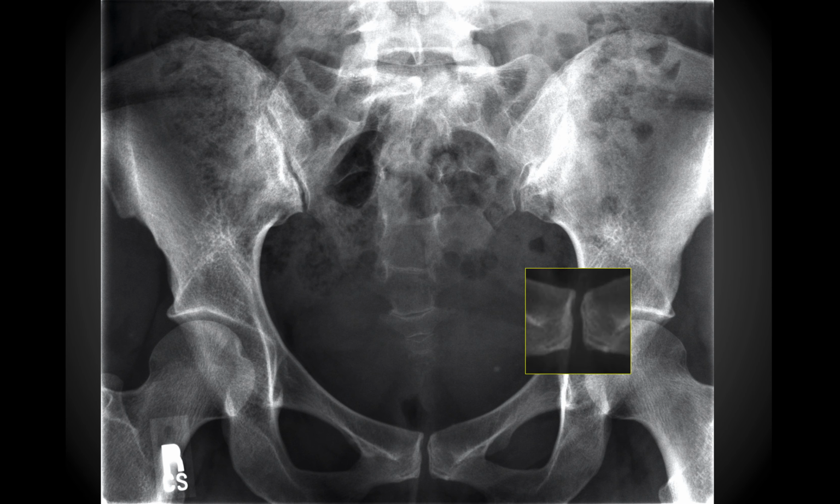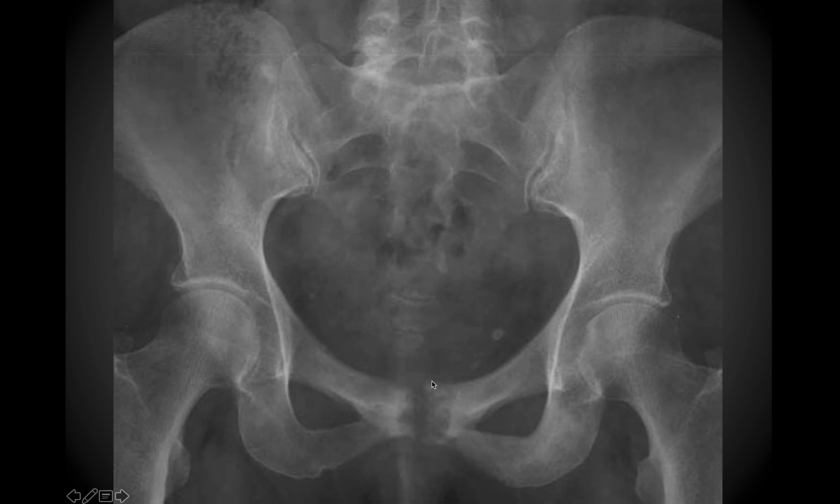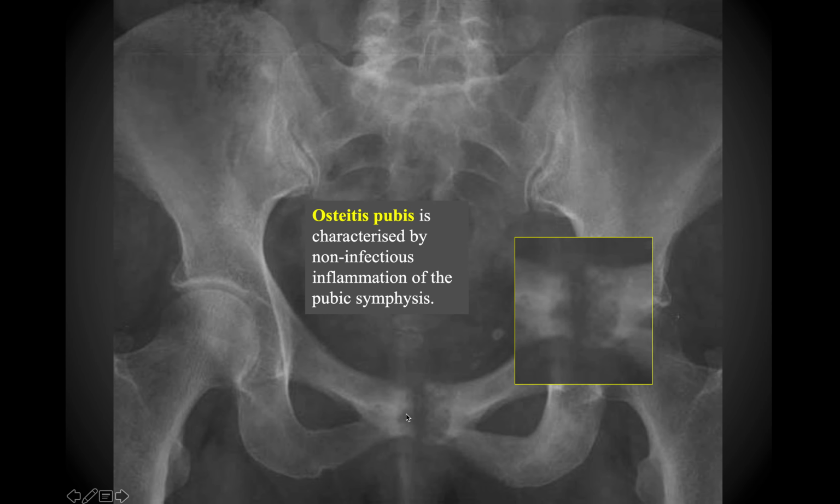So in this case, you can see that there's a slight abnormality on the patient's left side. The pubic symphysis doesn't quite look normal, so we'll look at a more extreme example here. You can notice that there's this inflammatory process that's affecting the pubic symphysis, in this case bilaterally, though worse on the left than on the right. This is an example of what's called osteitis pubis, which is characterized by non-infectious inflammation of the pubic symphysis, which just causes pain for most individuals.